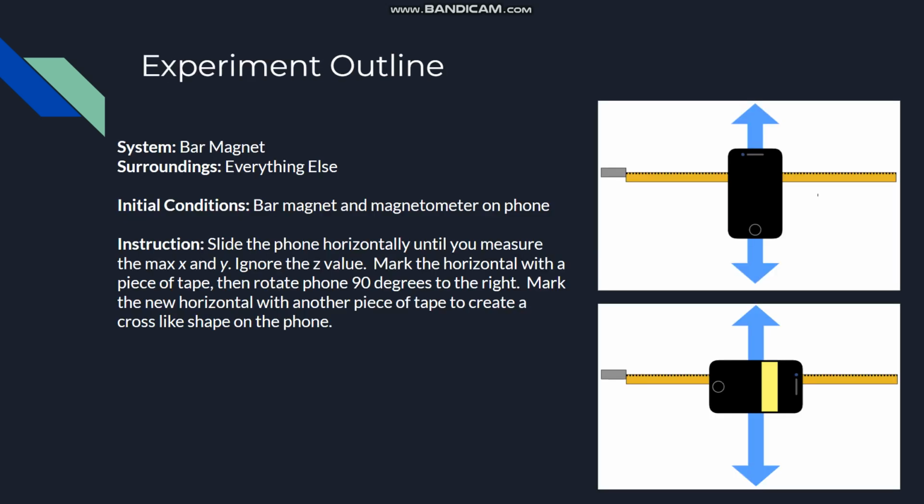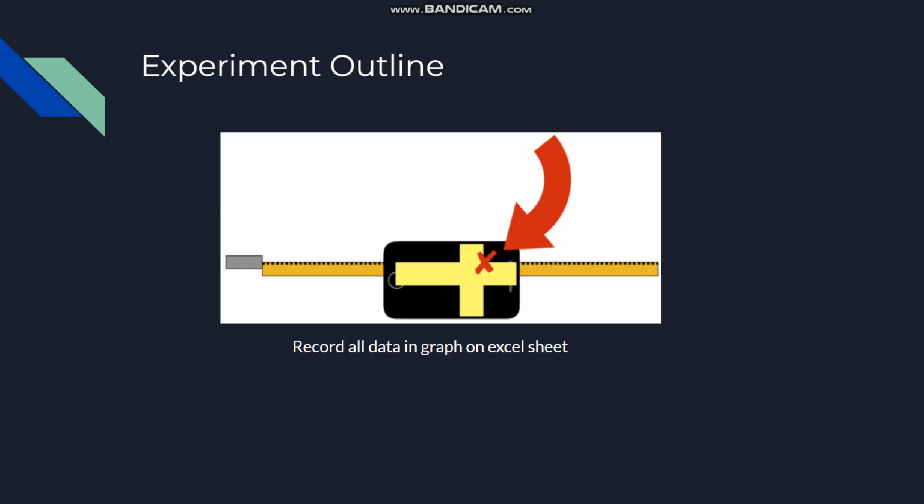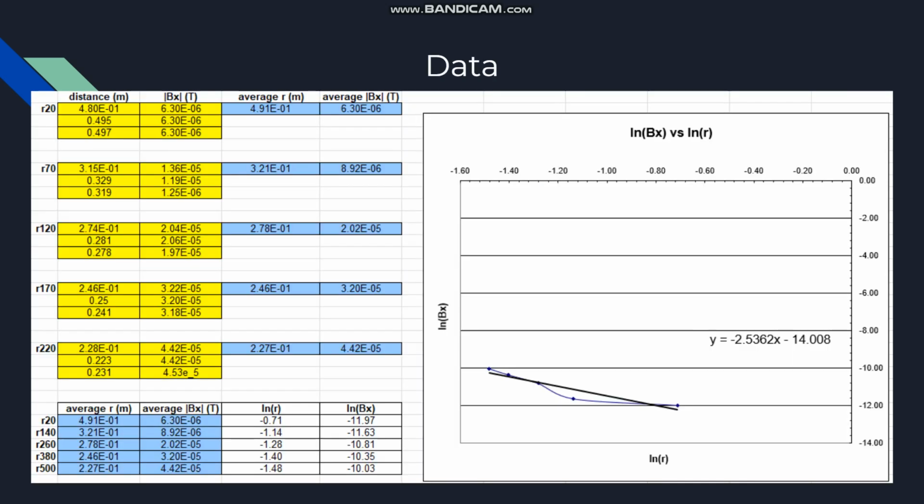Basically, how the experiment went is you get your phone and you horizontally push it on this meter stick until your magnetometer gets a max, and then you put a piece of tape over it, rotate it 90 degrees, and do the same thing. Then you put another tape over it, and you record all your data in your Excel sheet. The system is going to be the bar magnet, and the surroundings are everything else, basically.